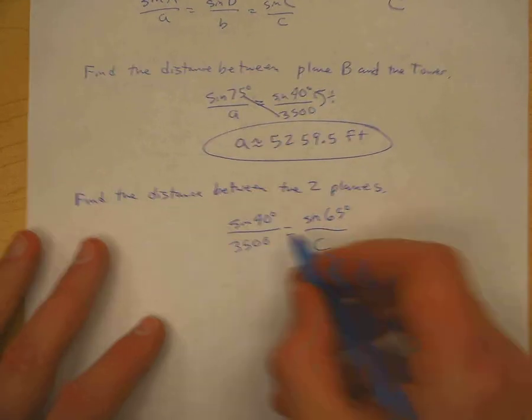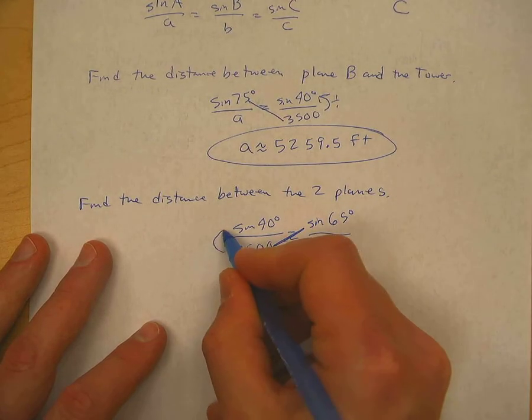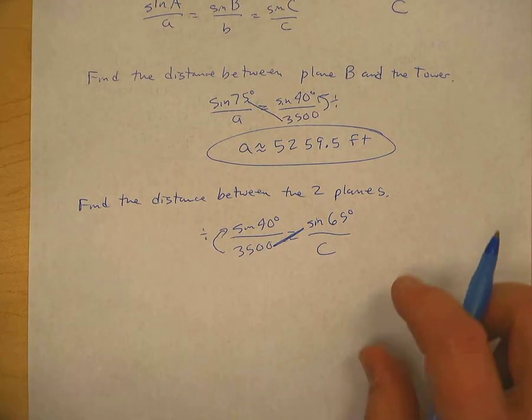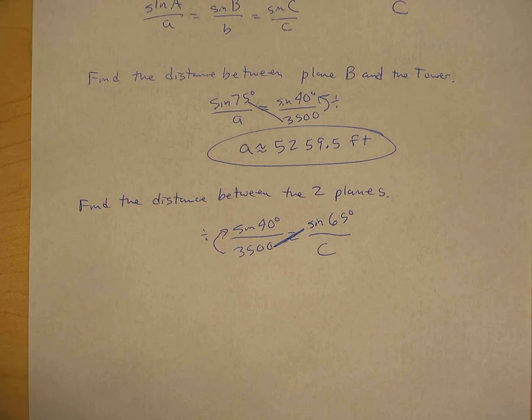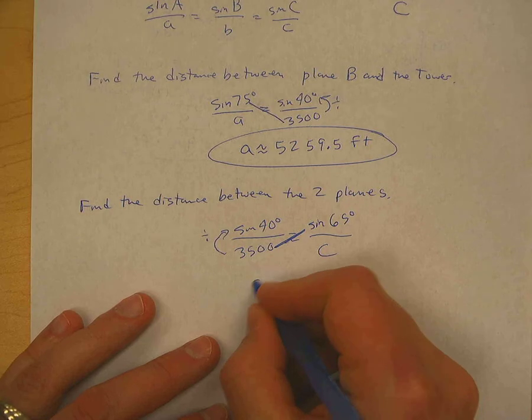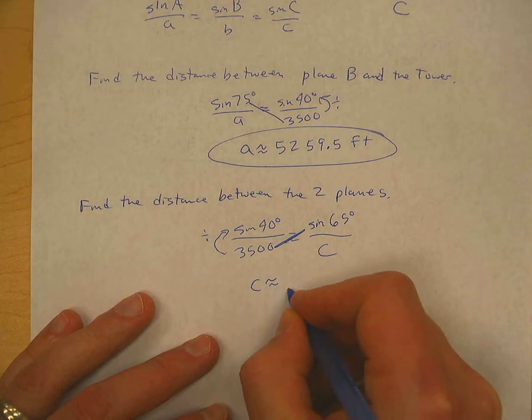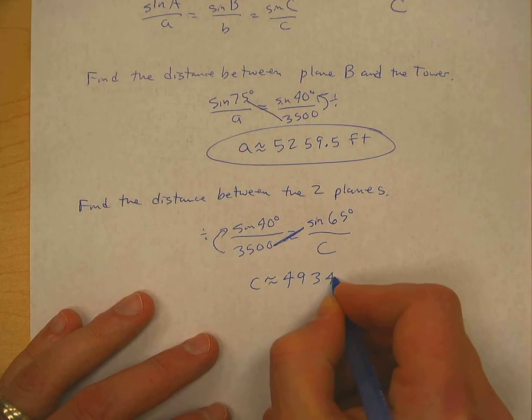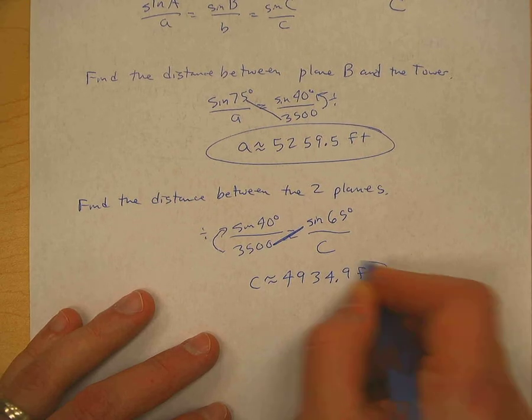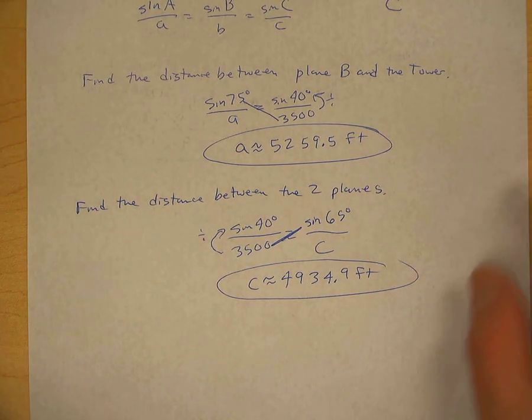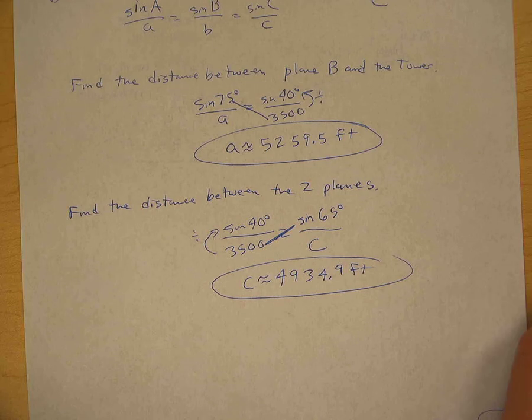Same type of thing here. I'm going to multiply these two, and then I'm going to divide by the sine of 40. So let's try that. 3,500 times the sine of 65 divided by the sine of 40. And I get c, or the distance between the two planes, is 4,934.9 feet. And those are honors problems, and that's the rest of your test review.